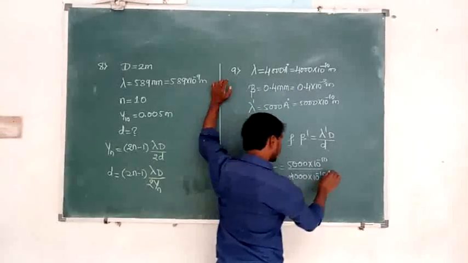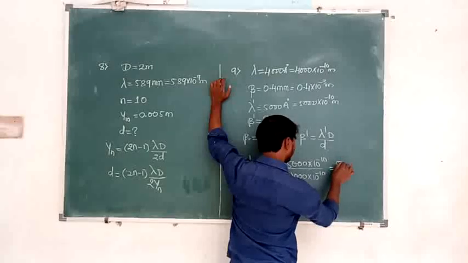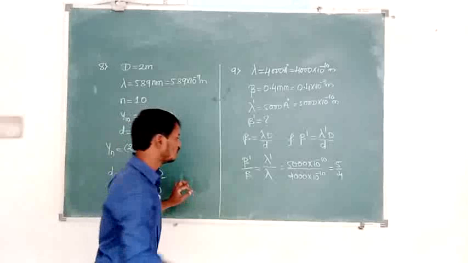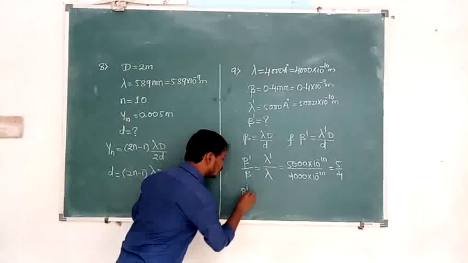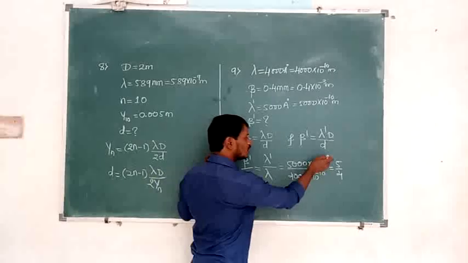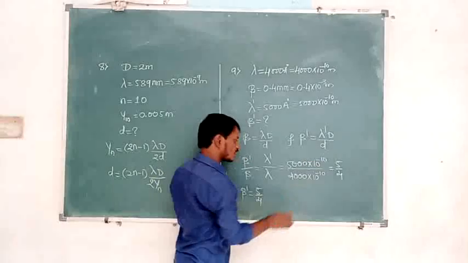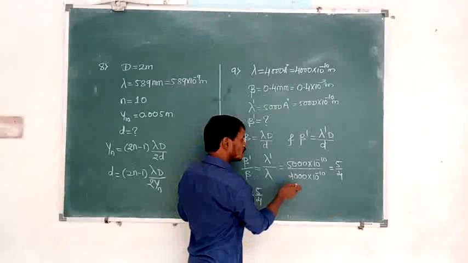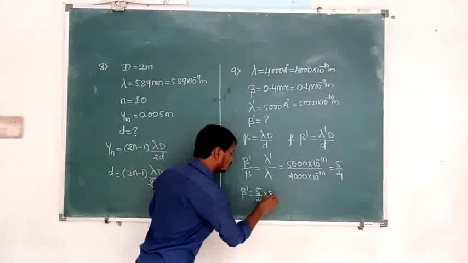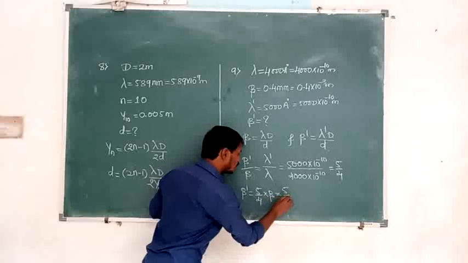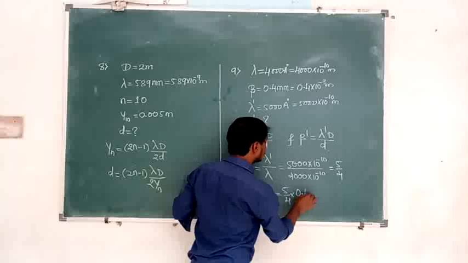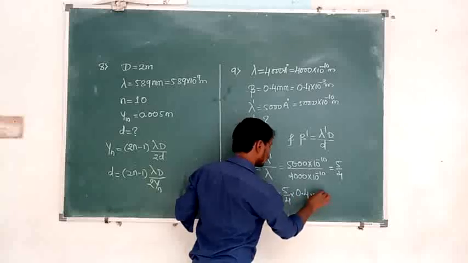Okay, so what is the answer now? It is 5 by 4. It is not the answer. We need beta dash. Then beta dash is equal to 5 by 4. See here, 10 to the power of minus 10 and 10 to the power of minus 10 get cancelled. 5000 divided by 4000, that is 5 by 4. Then 5 by 4 into beta. Beta is how much given? That is 0.4 into 10 to the power of minus 3.